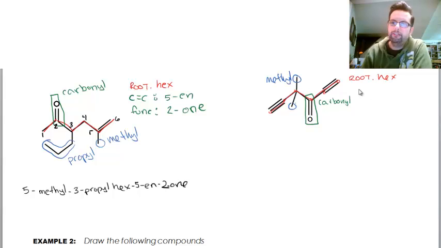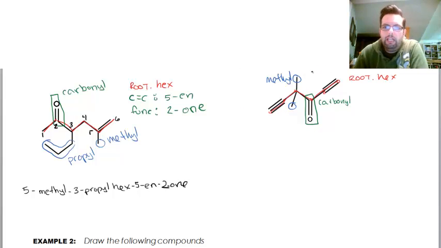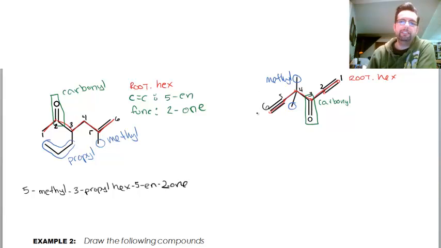Methyl groups. Okay, now we have triple bonds as well. And we have to assign numbering. Again, we want to give this carbonyl group the lowest possible number, and that would only happen if we start numbering from this side. So 1, 2, 3, 4, 5, 6. If we numbered it from the left, it would have a locant of 4. Okay, so there's 1 through 6.